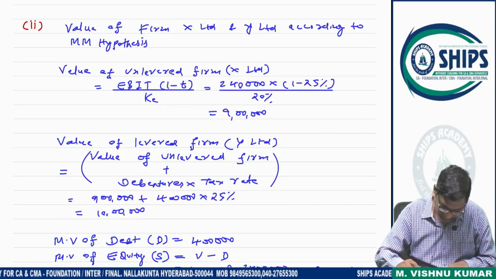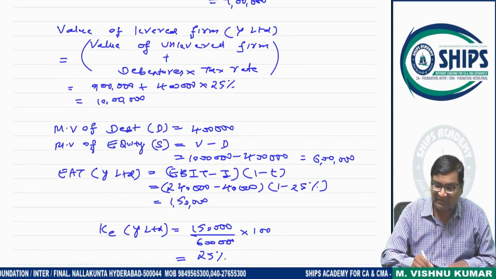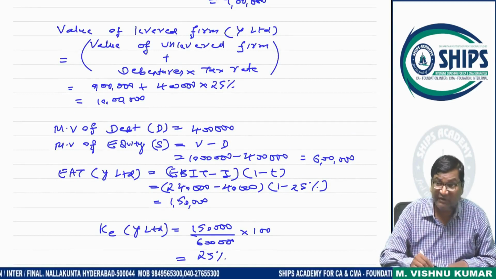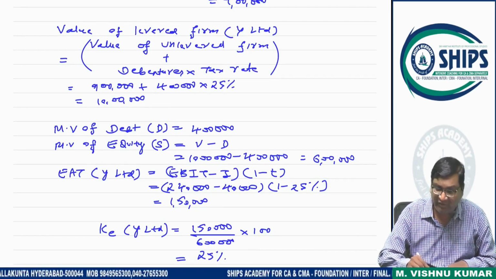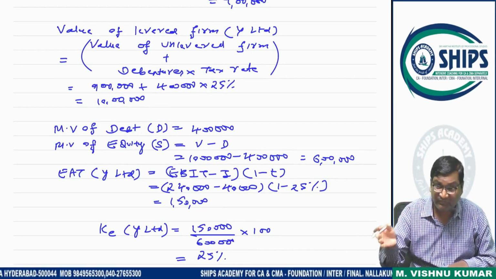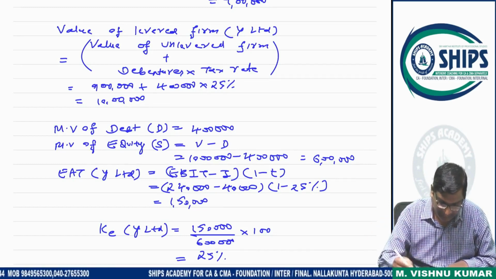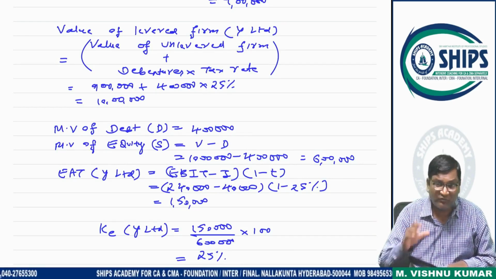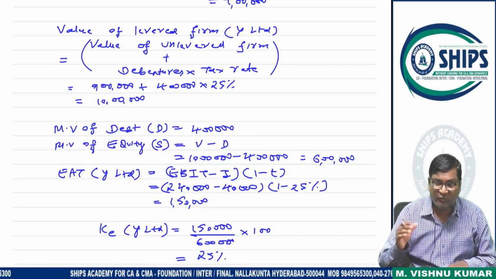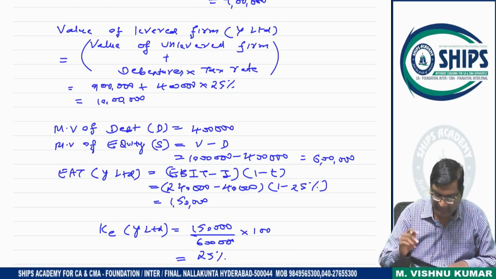Market value of debenture is considered as D in capital structure, and market value of equity is considered as S. So S is equal to total value minus debenture. Total value is how much here? 10 lakh. And debenture how much? 4 lakh. Clear? Out of the total 10 lakh rupees value, 4 lakh is debenture. So equity is 6 lakhs.